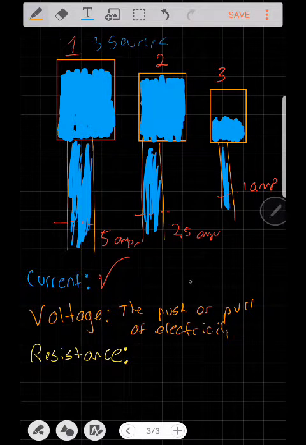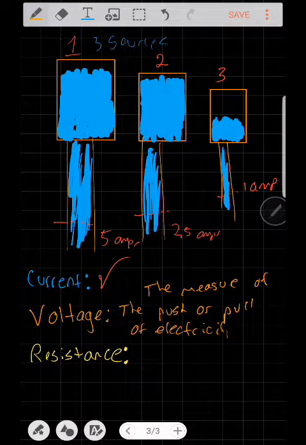It's the measure of push or pull. Let's call that the measure of push or pull of electricity. In order to understand this, go back to our battery, where we have the positive end and then we have a negative end.